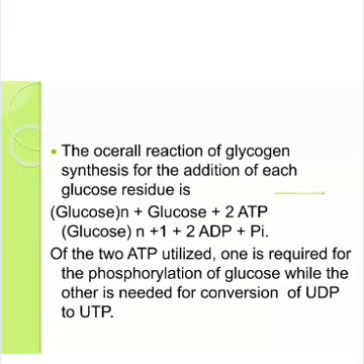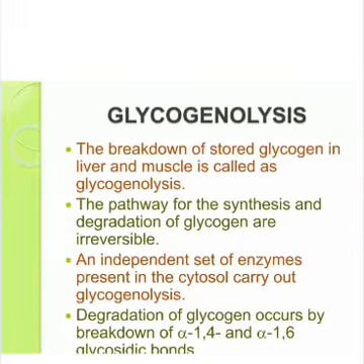The overall reaction of glycogen synthesis for the addition of each glucose residue is glucose n plus 2 ATP, which gives glucose n plus 1 plus 2 ADP plus inorganic phosphate. Two ATP are utilized. One is required for the phosphorylation of glucose, while the other is needed for the conversion of UDP to UTP.